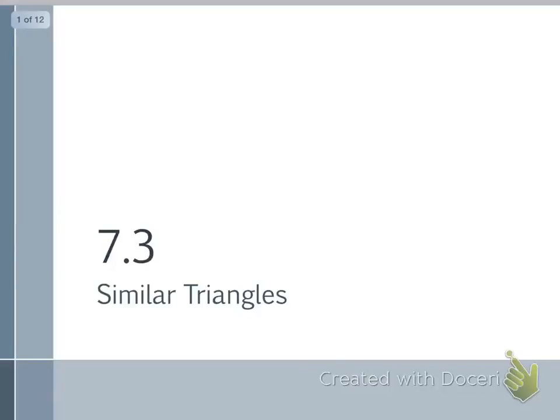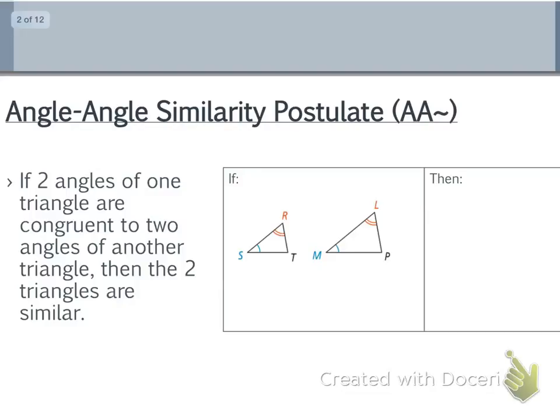Okay, in this video I'm going to show you shortcuts to decide that triangles are similar. So our first shortcut is angle, angle. If two angles of one triangle are congruent to two angles of another triangle, then the two triangles are similar. Okay? Because we could use the third angle theorem to already show that the third angle should also be congruent, which means they should be similar because all of the angles are congruent.